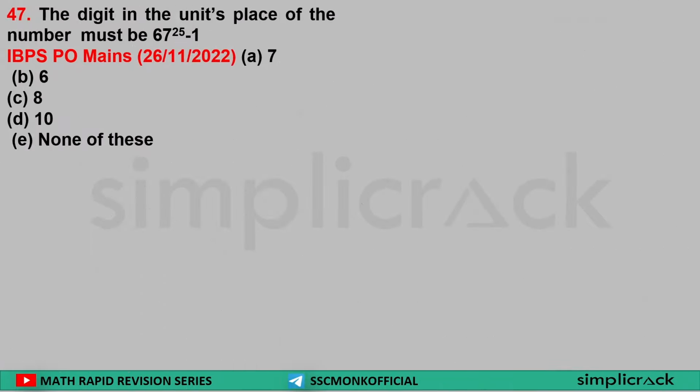Next. The digit in the units place of the number must be what? Sir, 7 cyclicity is what? 7, 7 squared is 9, 7 cubed is equal to 63, so 3, and 7 to the power 4 is equal to 1. Then again it will be 7, right? Now if I divide 25 by 4, what will be the remainder? 1. So 7 to the power 1 is 7. So 7 minus 1 will be the unit digit, that is equal to 6. So answer option B, because in 67 to the power 25 the unit digit will be 7. Now 7 minus 1 will give me unit digit 6.